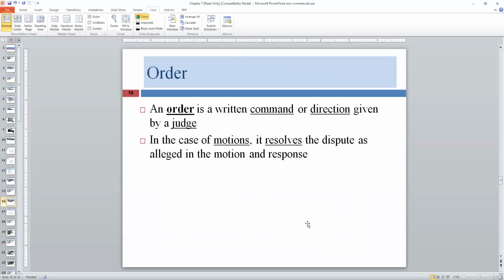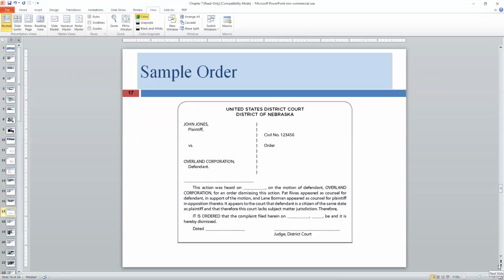Most orders can't be immediately appealed. If it's an important order, it may be possible to appeal it later on, and every now and again there's the possibility of what's called an interlocutory appeal, to appeal if it's a really important order in the middle of a case. But that's kind of beyond the scope of this chapter.